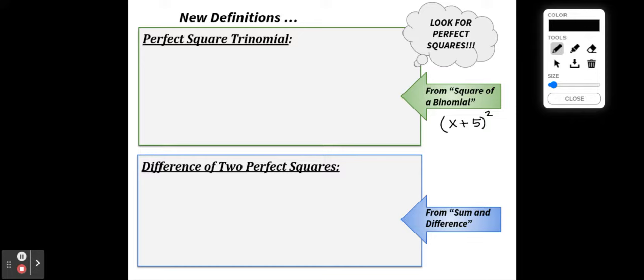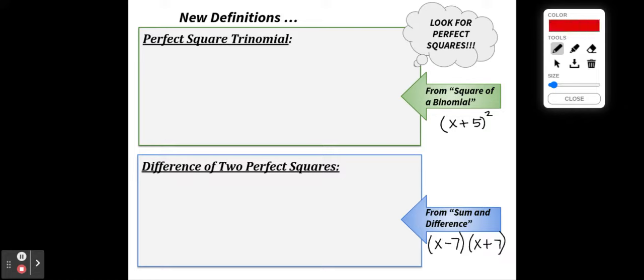And then the difference of two perfect squares, that comes from sum and difference from lesson 8.4. And remember, sum and difference looks something like this, like there was a difference and then we had a sum and we were multiplying them. Okay, so those special cases came from lesson 8.4. Now what we're going to be doing is factoring them. Okay, factoring what their product would be to get it back to a square of a binomial or the sum and difference.